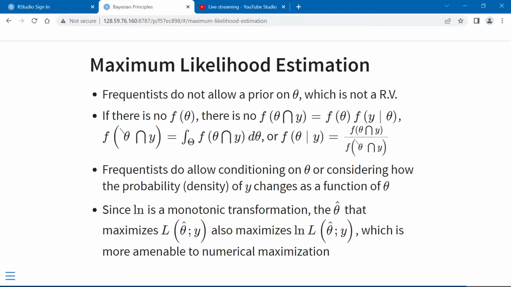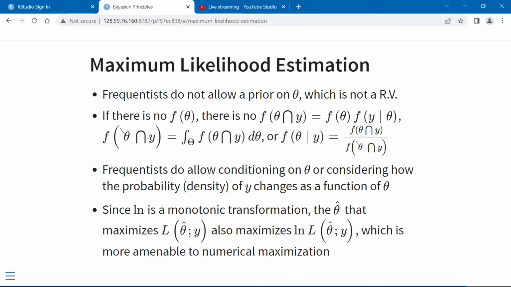So they don't allow a prior on theta, because it's not a random variable. If there's no prior on theta, there's no joint distribution of theta and the outcome, and so there's no marginal distribution of the outcome, and so there's no conditional distribution of theta given the outcome. None of that, because you're not allowed to have priors. Those are subjective. But you are allowed to condition on theta, or to consider how the probability, maybe density of a continuous y changes as a function of theta.